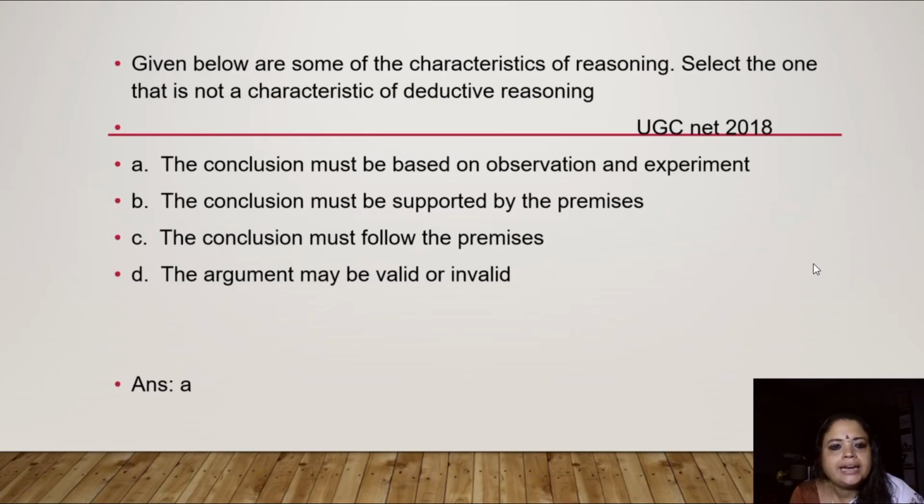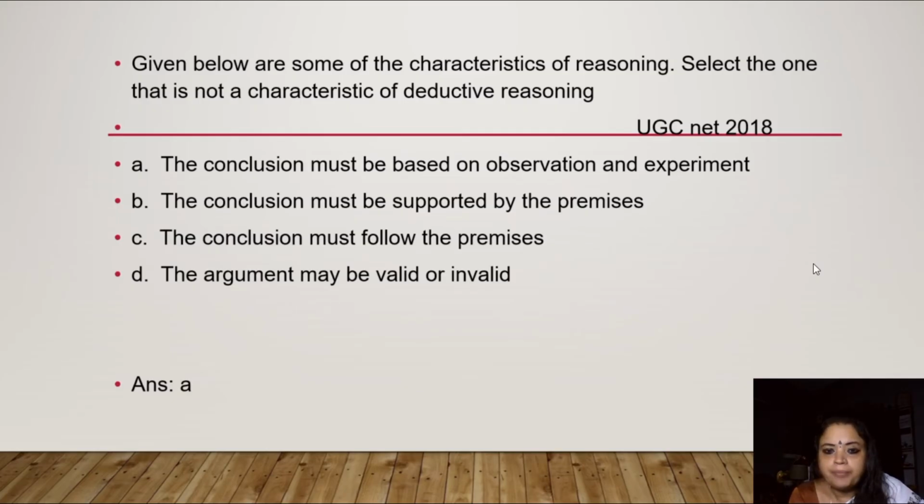Next one, given below are some of the characteristics of reasoning. Select the one that is not a characteristic of deductive reasoning. In the table form we have already explained deductive reasoning. In deductive reasoning, experimentation cannot be performed, because from general statements we are arriving at specific conclusions. So everything is already explained in the general statement. So the first one, the conclusion must be based on observation and experiment, is not a characteristic of deductive reasoning. So probably that is the answer.